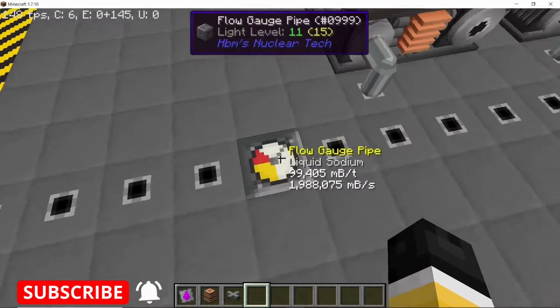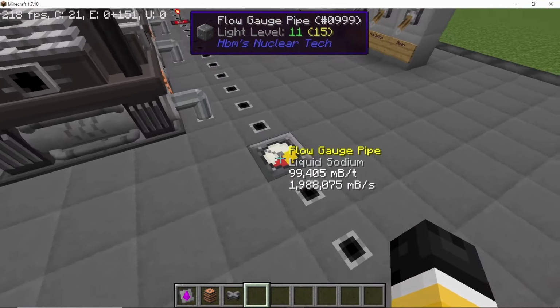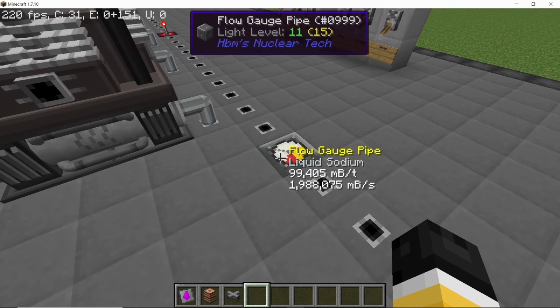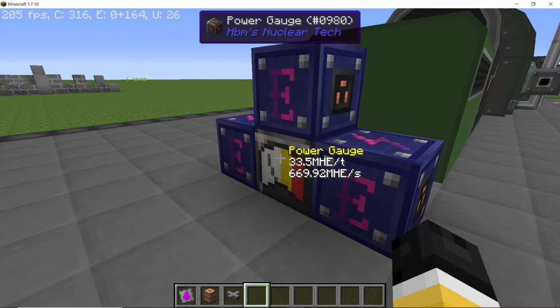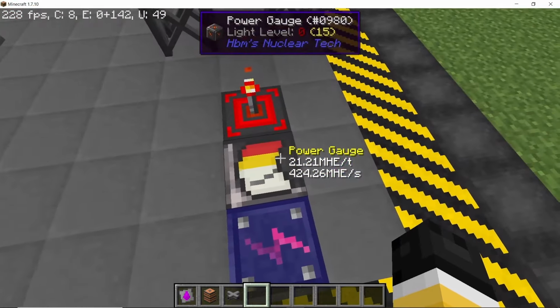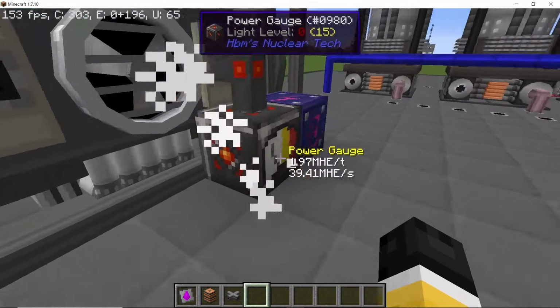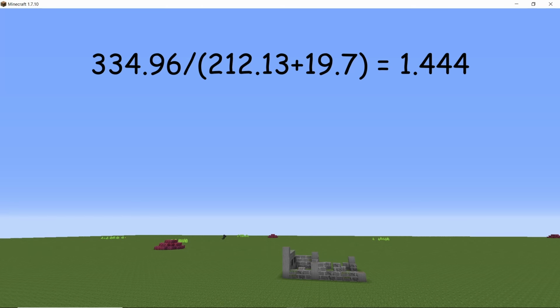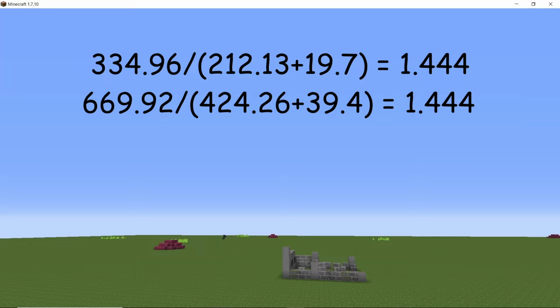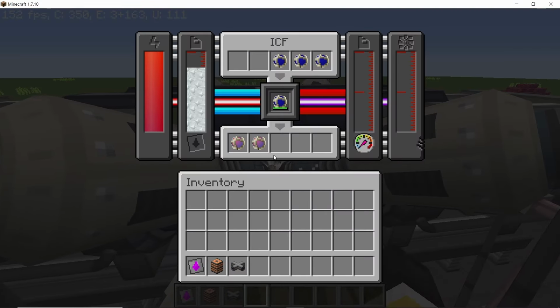So this time all 5 of the heat exchangers will be used because we are circulating 99,000 millibuckets per tick, for which you will need 5 in total. The power which we are producing has gone up, but so has the consumption. And as I will show you here, the ratio still remains the same. So this is the first case here in which we have the power produced over power consumed, and this is the second case. So nearly the same ratio we have been maintaining.